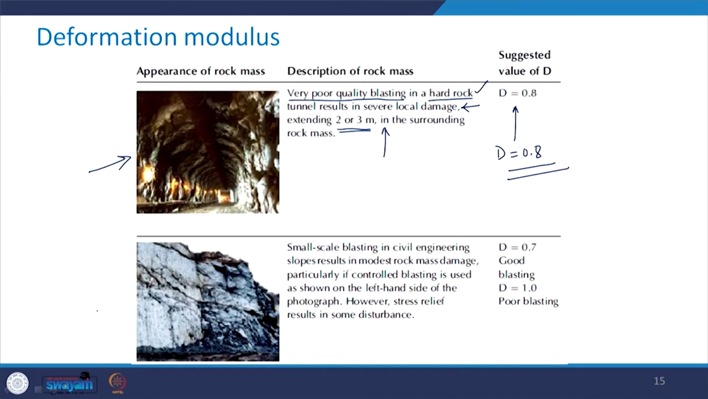Then the fourth category looks like this, where you have the small scale blasting in civil engineering slopes results in modest rock mass damage, particularly if the controlled blasting is used, as it has been shown here in this figure. However, the stress relief results in some disturbance. So, accordingly, in case if you have the good quality blasting, then you will have D is equal to 0.7, and in case of the poor blasting D will become even higher, which is 1.0.